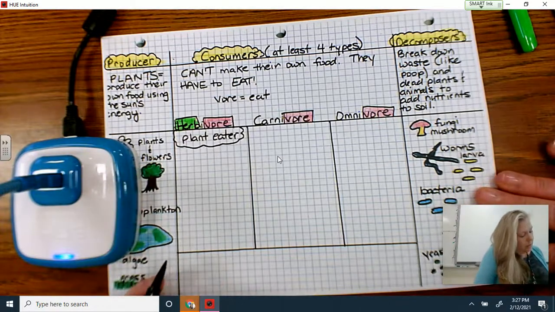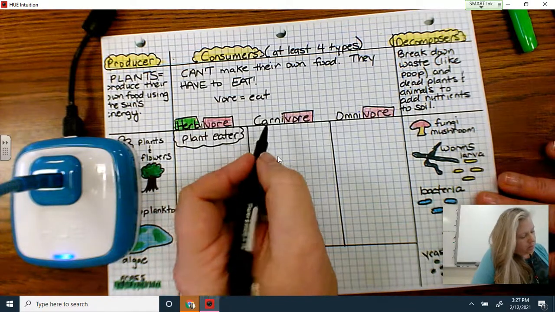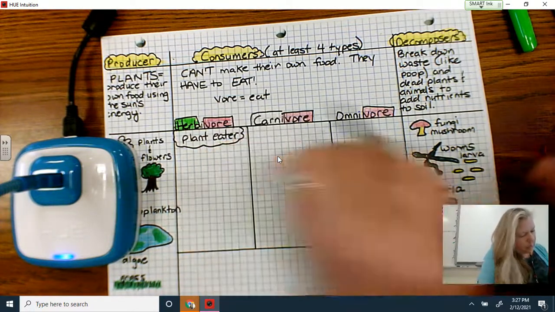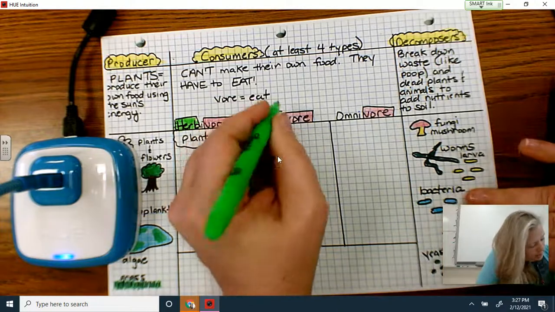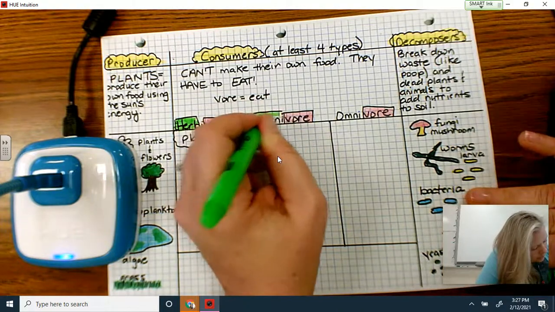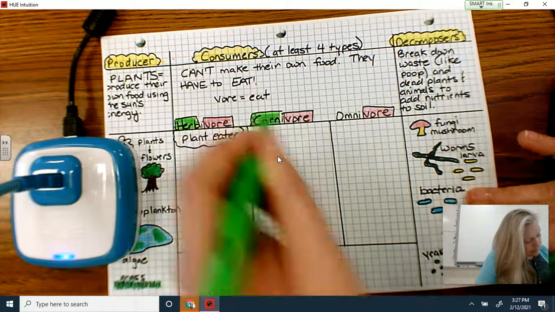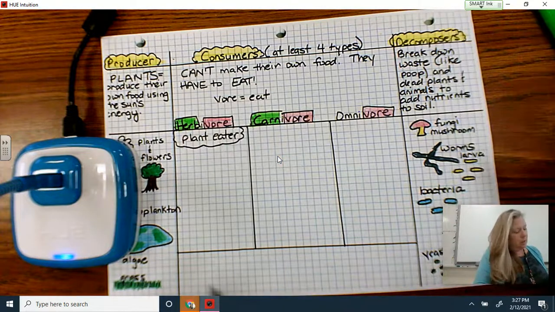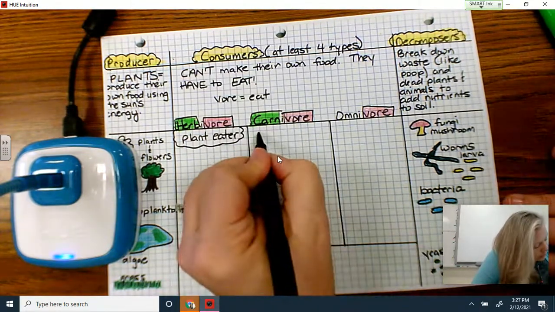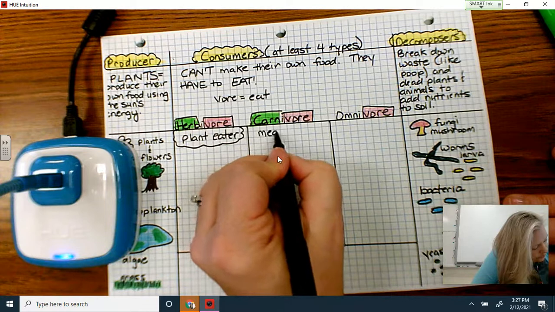All right, a carnivore, carne is meat like in your taco. So box that up. Highlight the carne. I'm just going to use the same color. I probably should use brown. Show meat. All right. And carnivores are meat eaters.